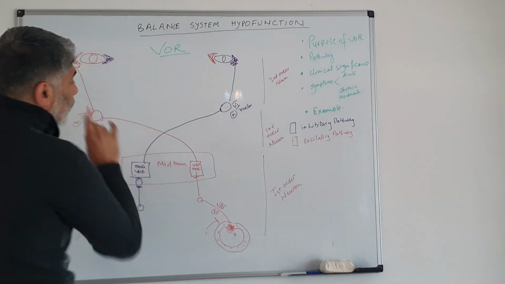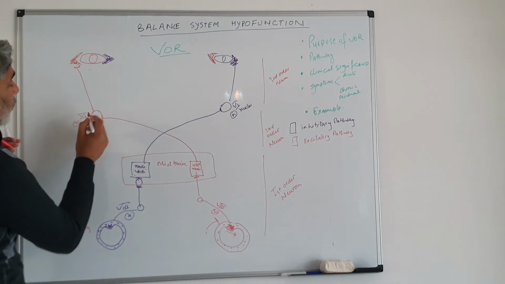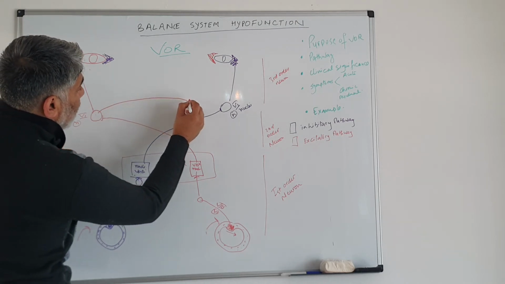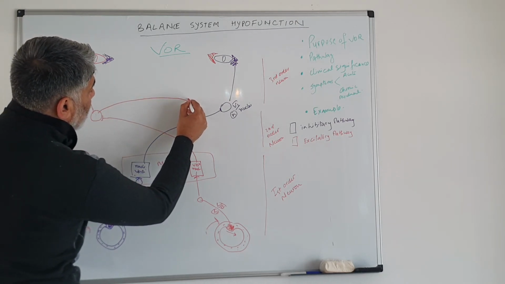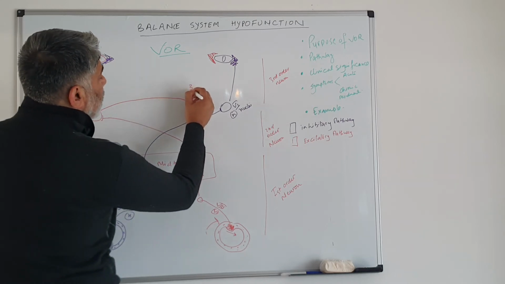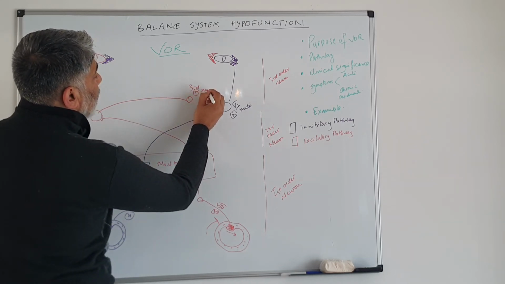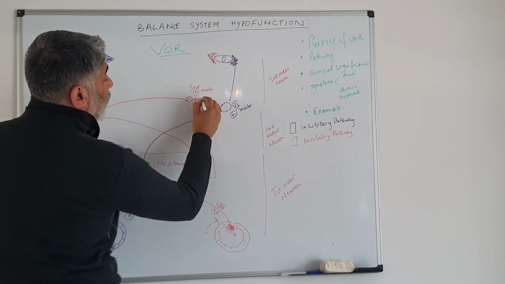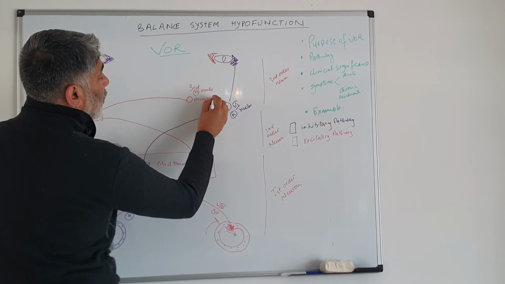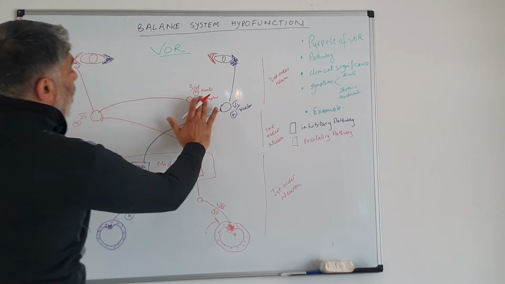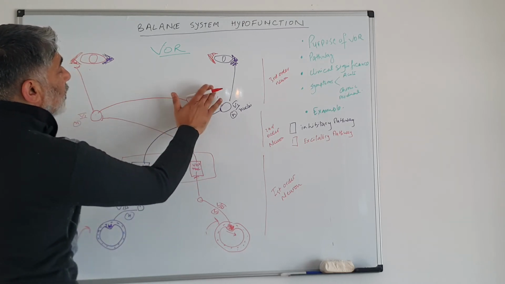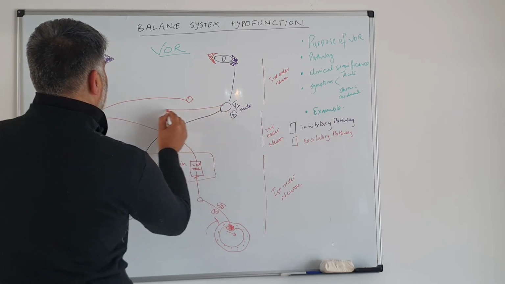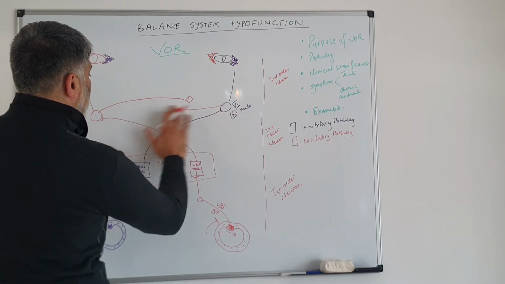Now, not only that, there is another pathway which further crosses over to the opposite side again, called the third nerve nuclei, which is your oculomotor nerve. Yeah, so I will just delete that. No, it should be blue.